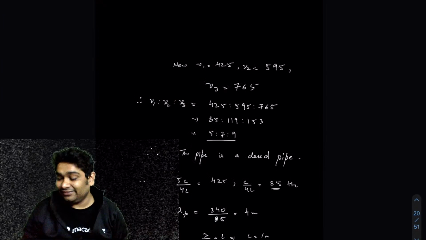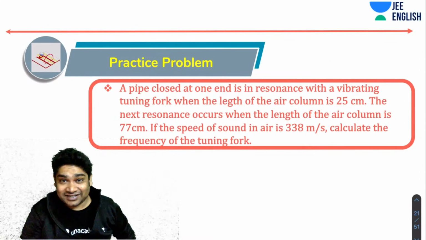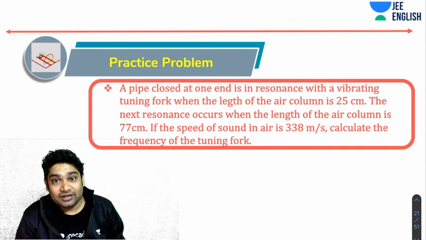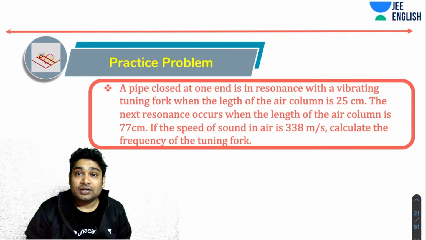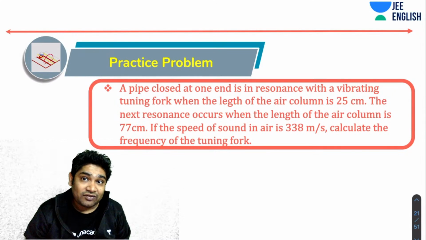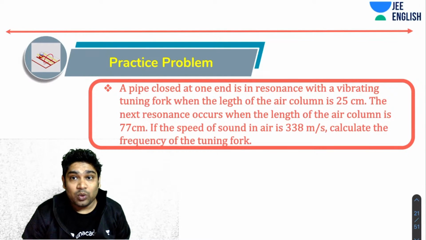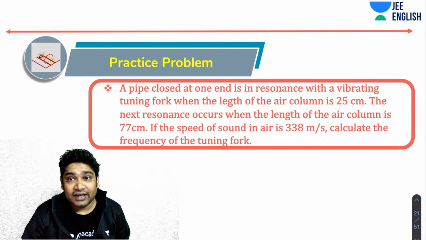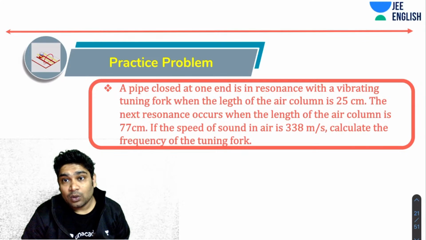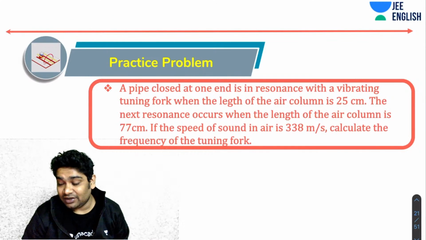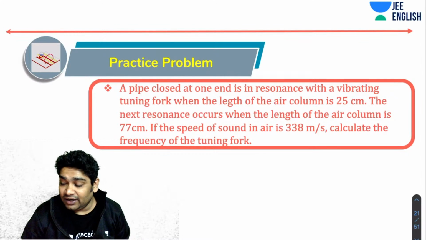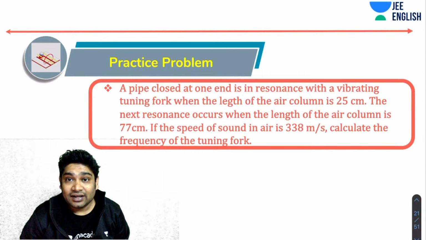All right. Let's give another one a try. Here is another question for you. This question says a pipe closed at one end is in resonance with a vibrating tuning fork when the length of the air column is 25 centimeters. The next resonant frequency happens when the length of the air column is 77 centimeter. If the speed of sound in the air is 338, calculate the frequency of the tuning fork.